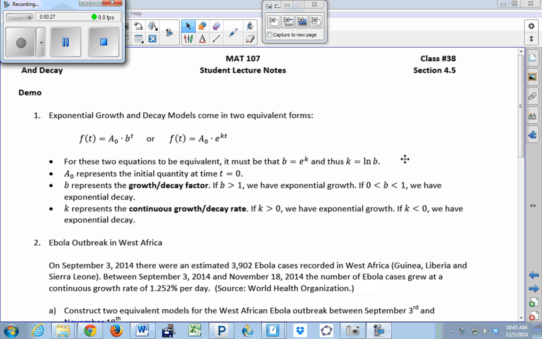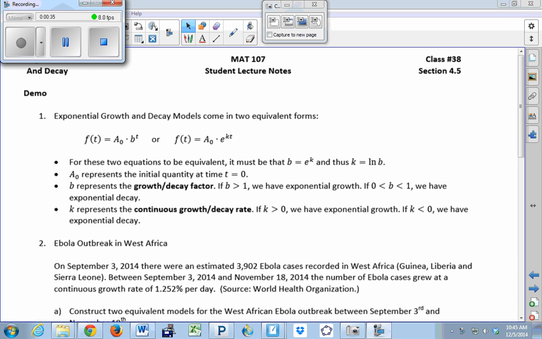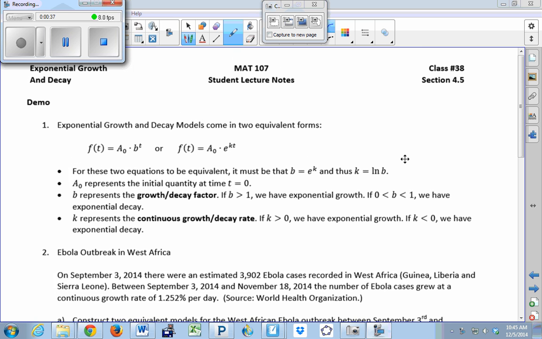Either b is bigger than 1 if it's a regular number. I didn't mean that. I meant it's not e. It's not an irrational number. If b is greater than 1, we know then it's going to fall under the exponential growth. And if b is between 1 and 0, we know it will be exponential decay. So these two formulas are equivalent.